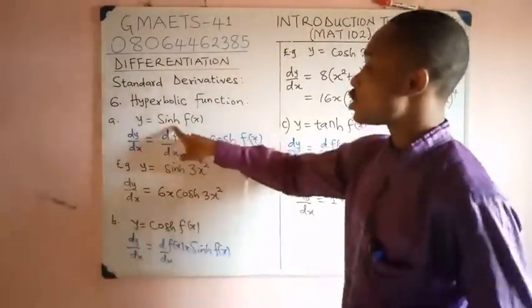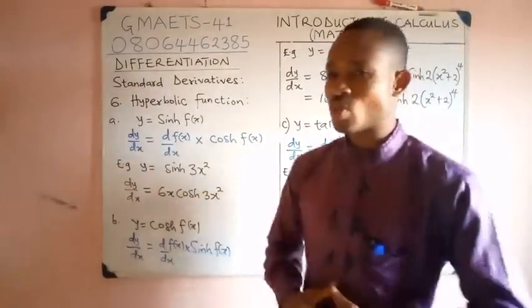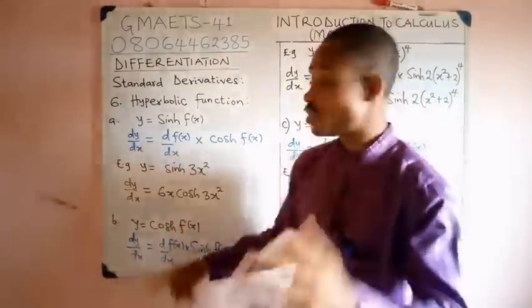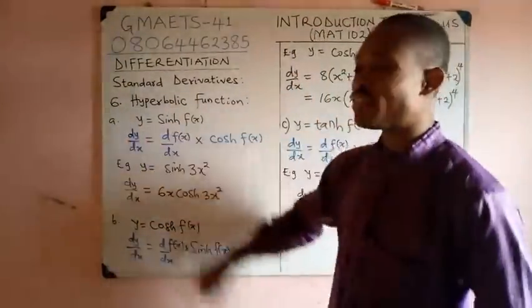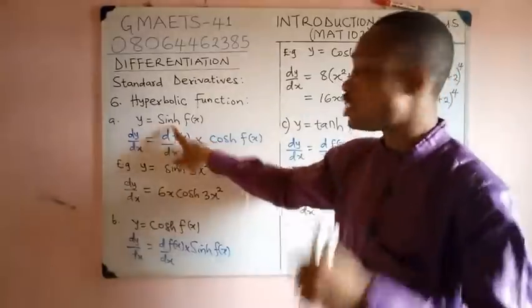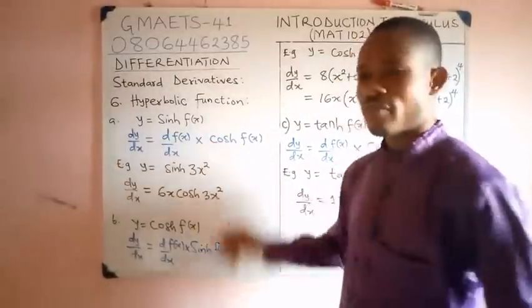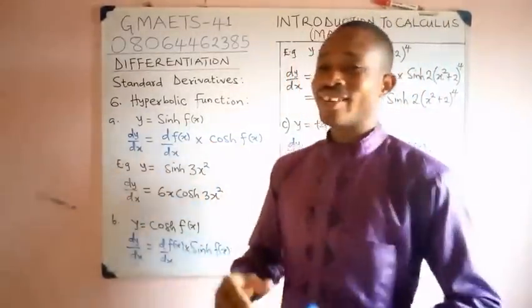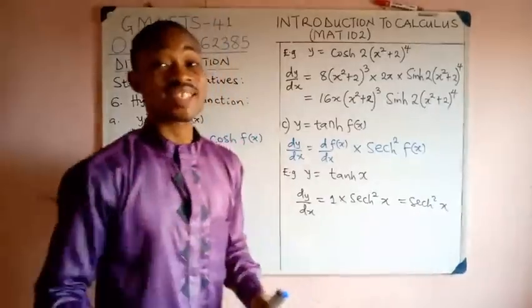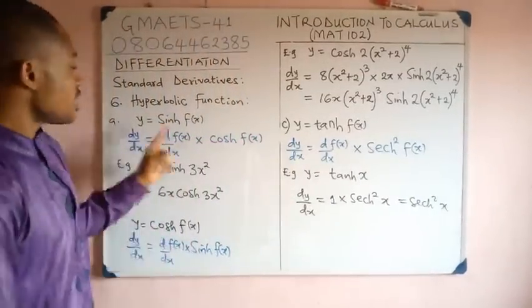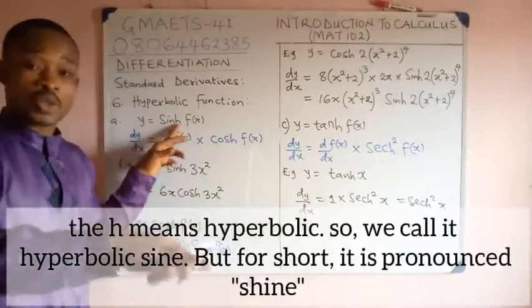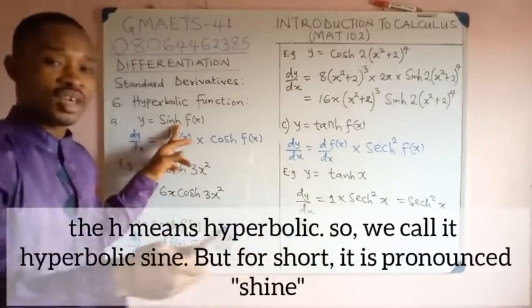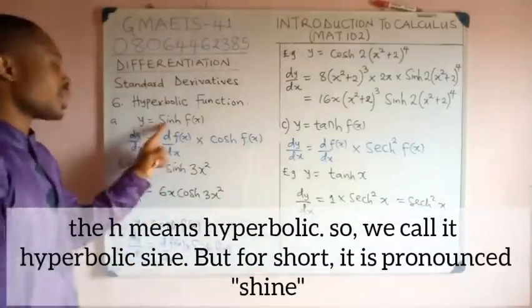Now let's just look at it. For y equal to sinh f of x, to differentiate, dy dx is equal to differentiate the minor function, which is f of x, and then times differentiate the major function. If you differentiate sinh, you will get cosh of f of x. You see, it's much similar to something you saw in trig, where you differentiate sine to get cos. Now this h here means hyperbolic. So besides the normal pronunciation which you heard, "shine", it really means hyperbolic sine.